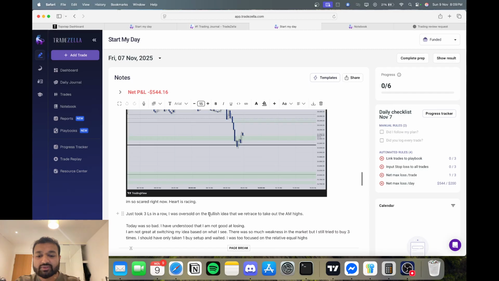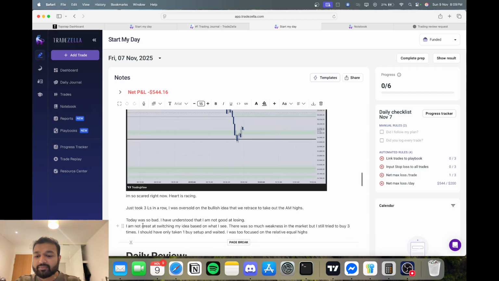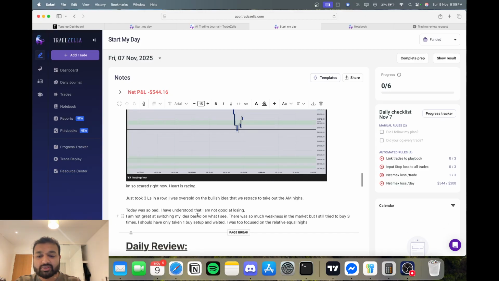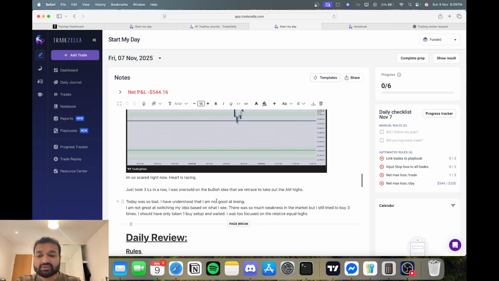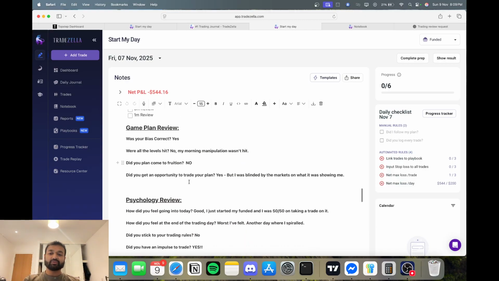I was oversold on bullish area that we retraced to take out AM highs. Today was so bad, I've understood that I'm not good at losing. I'm not good at switching my idea based on what I see. There was too much weakness in the market, but I still tried to buy 3 times. And then I did my daily review.